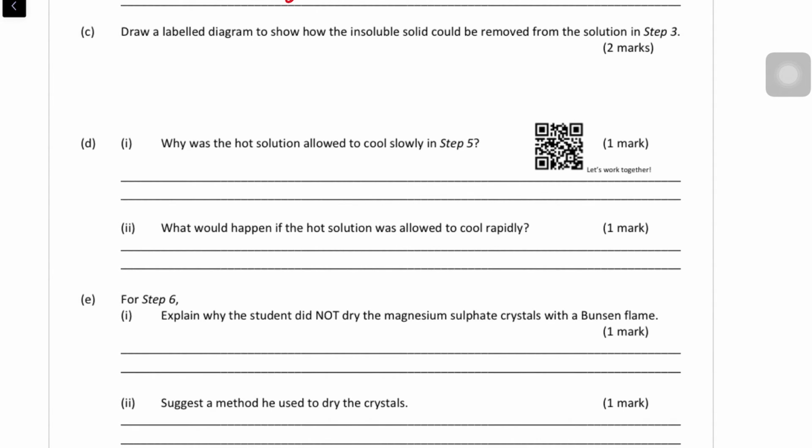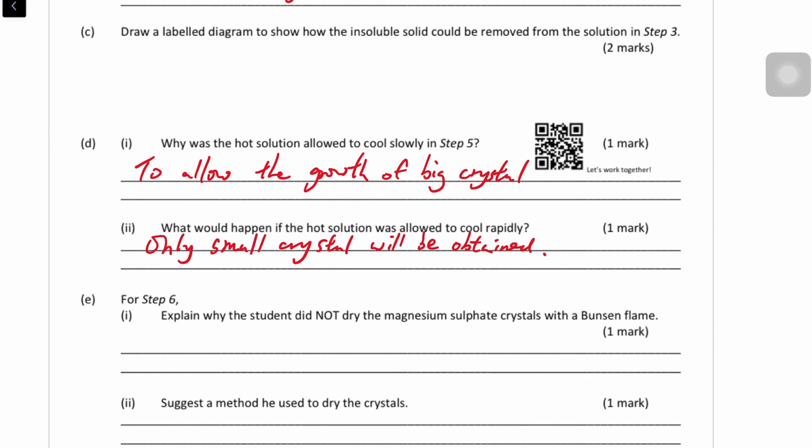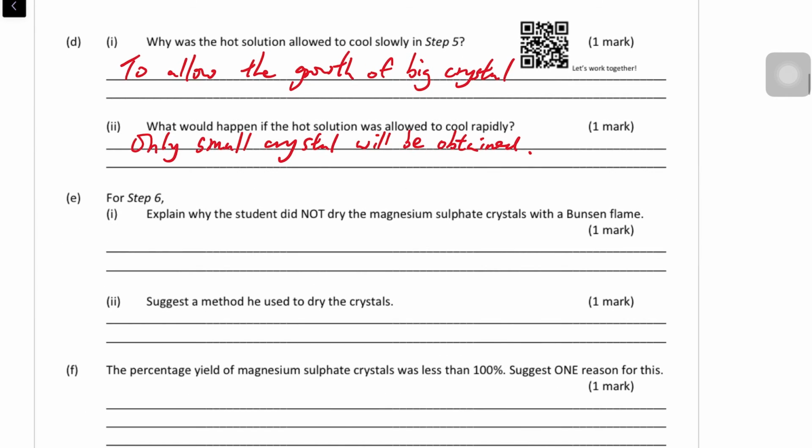Okay, now, D, why is the hot solution allowed to cool down slowly? Oh, easy, because it takes time for the solution to grow a big crystal. And in reverse, what if the hot solution cools down rapidly? The answer is easy. The crystals formed will be small. Sometimes you can get a powdered form, which is not only the size that matters, but if the crystal is small, that means their purity is no good.